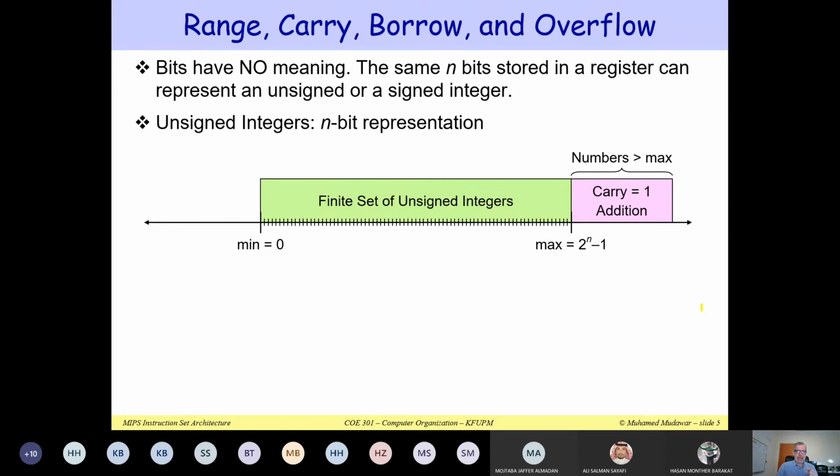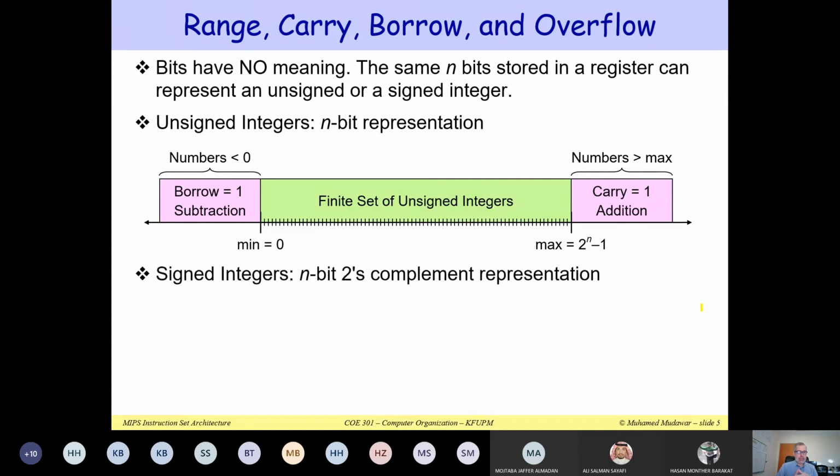So you get a carry in the case of addition. In the case of subtraction, you might get a borrow. For example, if I'm calculating A minus B, and A and B are unsigned, and A has a smaller value than B, then when you subtract, the result should be negative, but you cannot really represent a negative if you are using unsigned integers. So that's the meaning of a borrow, in the case of subtraction.